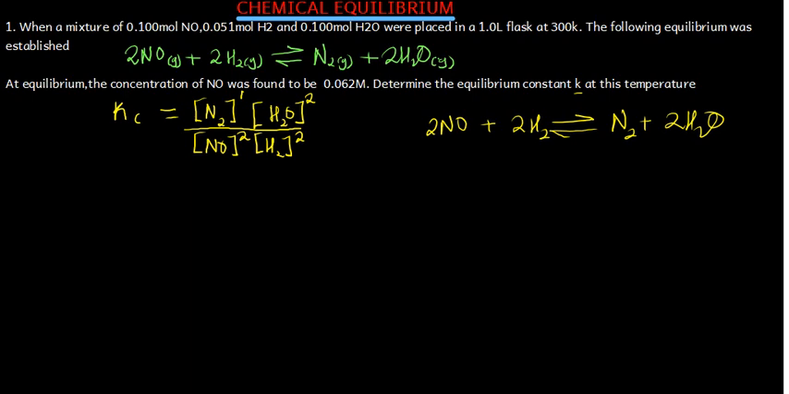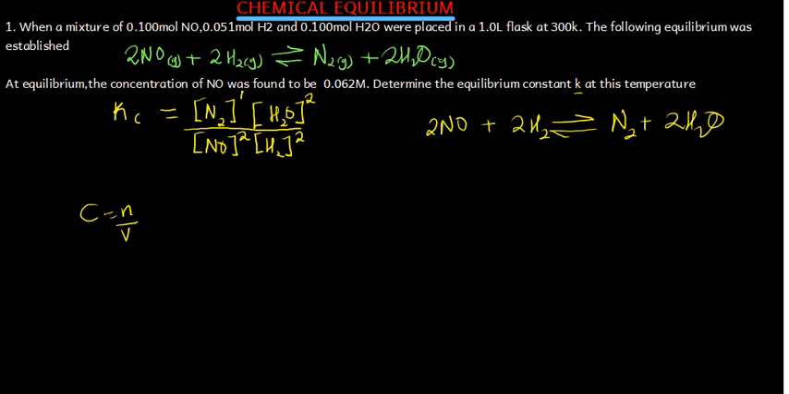We've been told a mixture of 0.1 mole of nitrogen monoxide, and then these moles of hydrogen, these moles of water, were placed in a 1 liter flask. So we know the moles and then we know the volume. How are we able to determine the concentrations? We know that concentration is the number of moles divided by volume. So to find the concentration of nitrogen monoxide, just get the moles of nitrogen monoxide divided by the volume. But the volume is given as 1 liter.